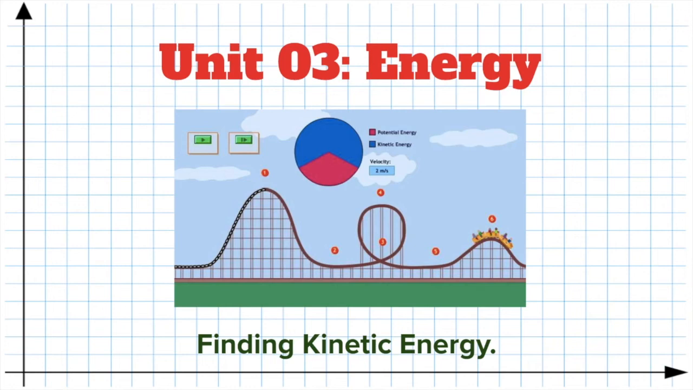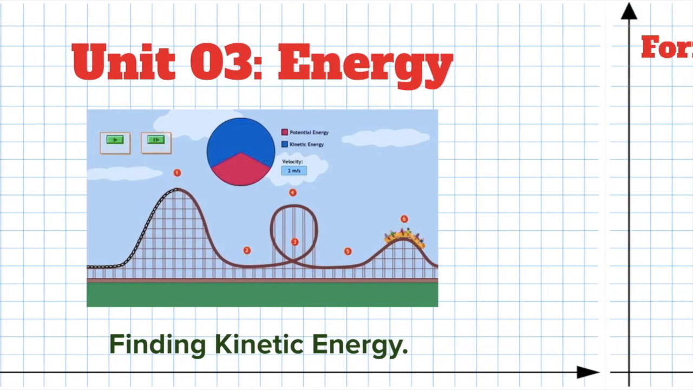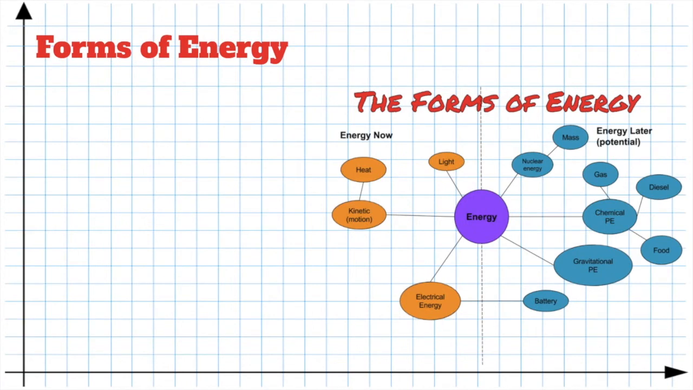Is on finding kinetic energy. So you may remember from our bubble map that there's lots of different kinds of energy, and energy of motion we called kinetic energy. So this is energy of things that are in motion. That included things like heat and wind and stuff. But anytime something's moving, it has energy because it's moving, and it can do work for us.